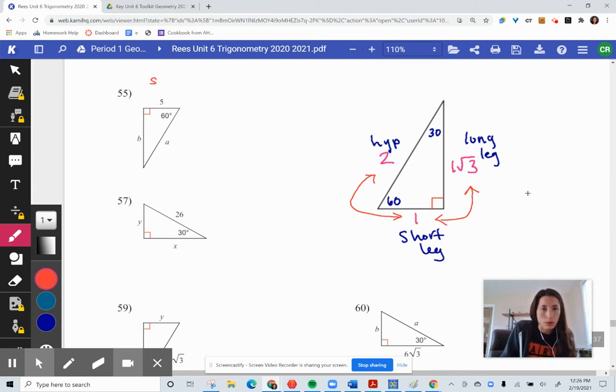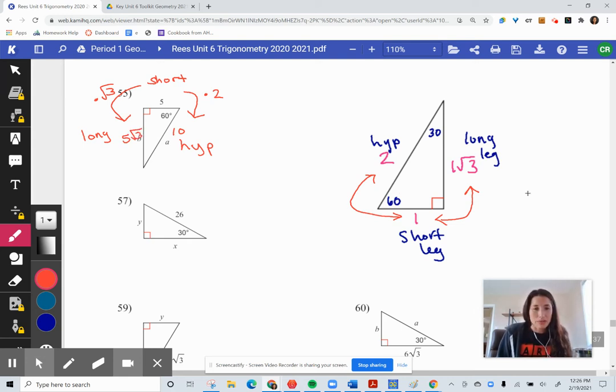Okay, so for example, this is the short leg. This is the hypotenuse. So our pattern for that is multiply by 2. So 5 times 2, that's going to be 10. This is our long leg. Short leg to long leg, I know that's going to be multiplied by a square root of 3. 5 multiplied by square root of 3 is 5 square root of 3.